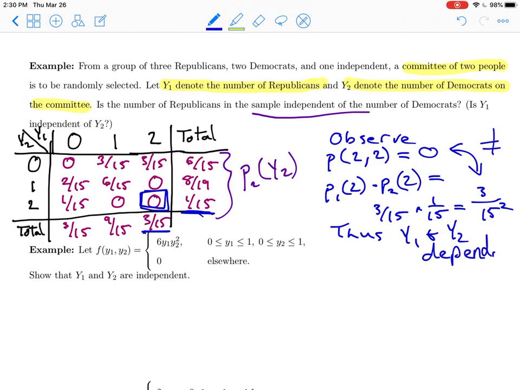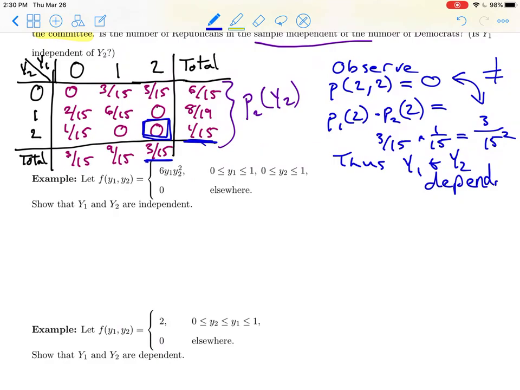So those are dependent. All right, in the next video we'll take a look at an example for a continuous case.